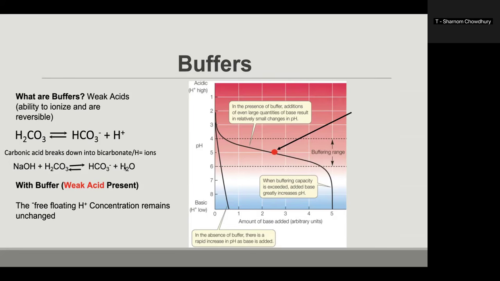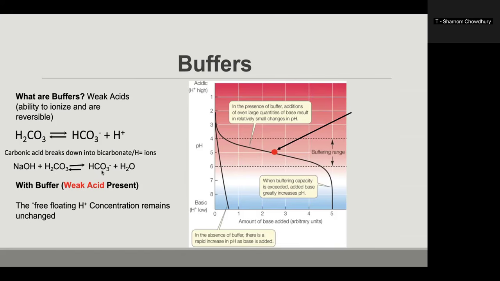So why do we want to use a weak acid rather than a strong acid for a buffer? Here's an example for NaOH. NaOH is a strong base. When it reacts with carbonic acid here, it breaks down into bicarbonate and then water.